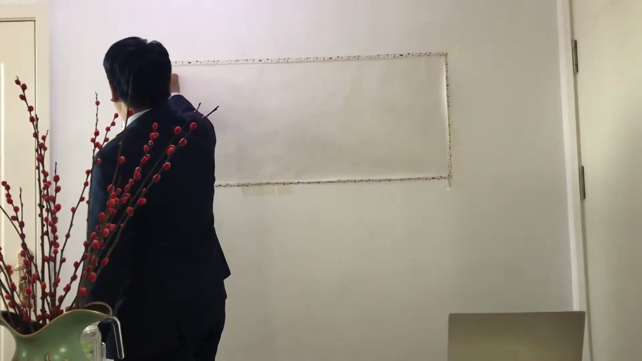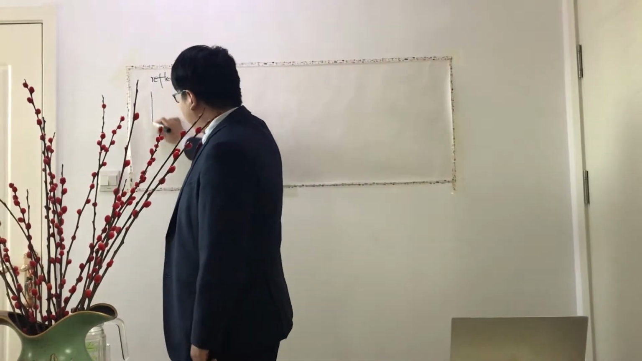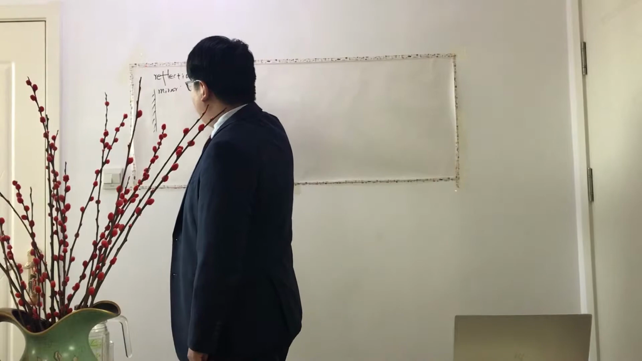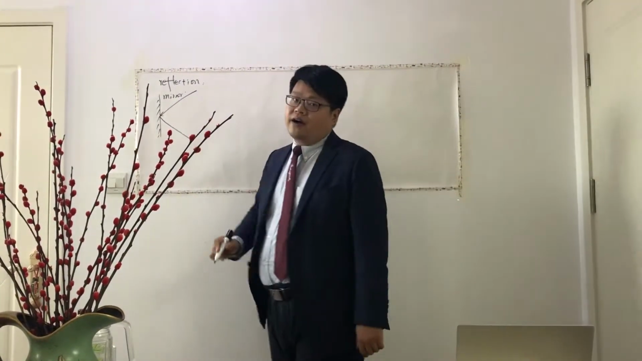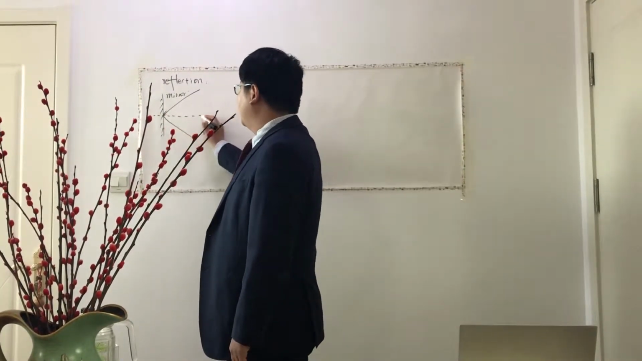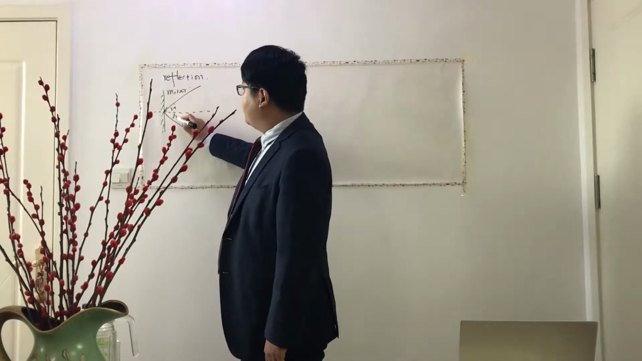So let's talk about reflection now. Reflection is quite straightforward, and here I have a mirror. A ray of light will bounce off from the mirror. For reflection, we have a rule: the incident angle shall be equal to the reflection angle. So this is easy.